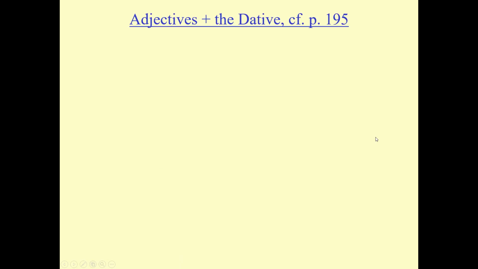Now, the next thing we have in this chapter is kind of unrelated. It's kind of a separate thing, but a very common thing. And this is adjectives that take the dative. And I want you to look on page 195 for this, because this is one area where it would help you to look in the book. And there's a list of adjectives that take the dative.